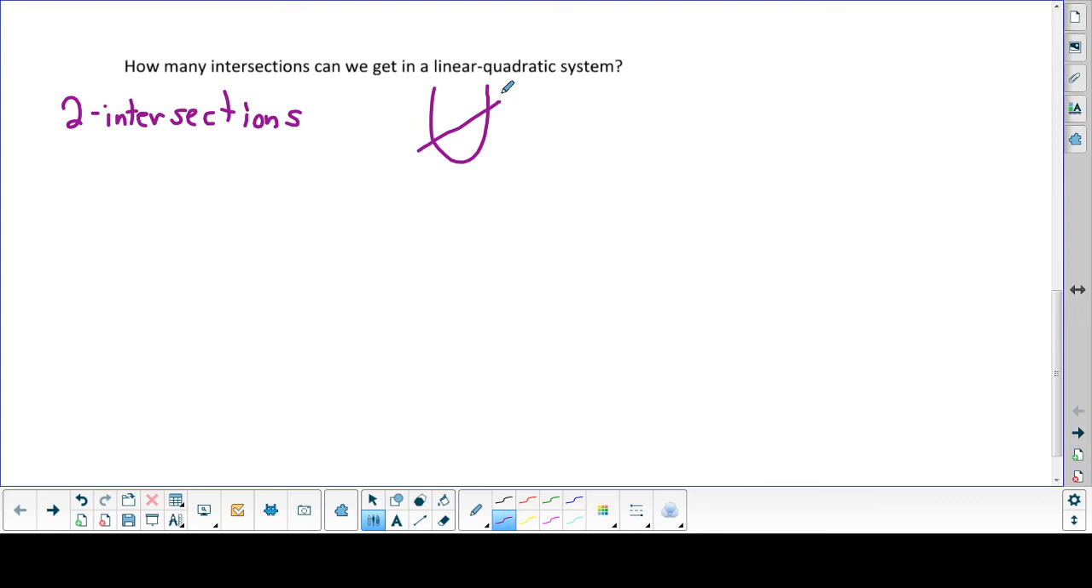It could be a horizontal line. It could be a vertical line. Maybe it couldn't be a vertical line. Let's talk about that. If it was a vertical line, would it intersect twice? No, I think it would only hit it once, right?